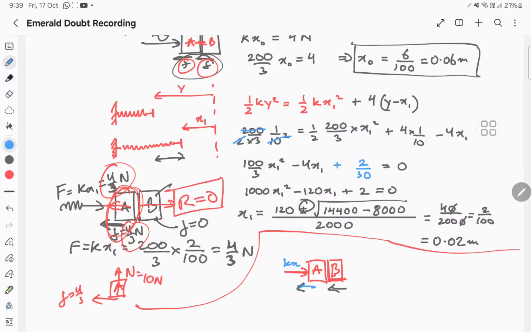So if there is no push on A, it is not going to push B. If the spring has passed the unstretched position, A is attached to the spring, so the spring is going to pull it back. B is going to separate out, because B cannot be pulled back.